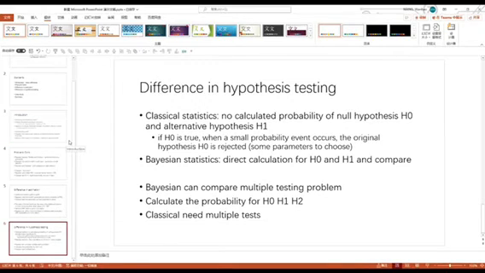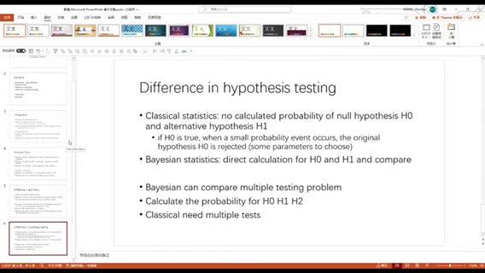Classical statistics does not calculate the probability of H0 and H1. It just says that if H0 is true, we will have a distribution of the different results. And then we observe the result. If the observation is a very small probability event that occurred, that means it's unlikely under H0, so we reject the original hypothesis H0. Note that there are some parameters we need to choose, but things are different in Bayesian statistics.